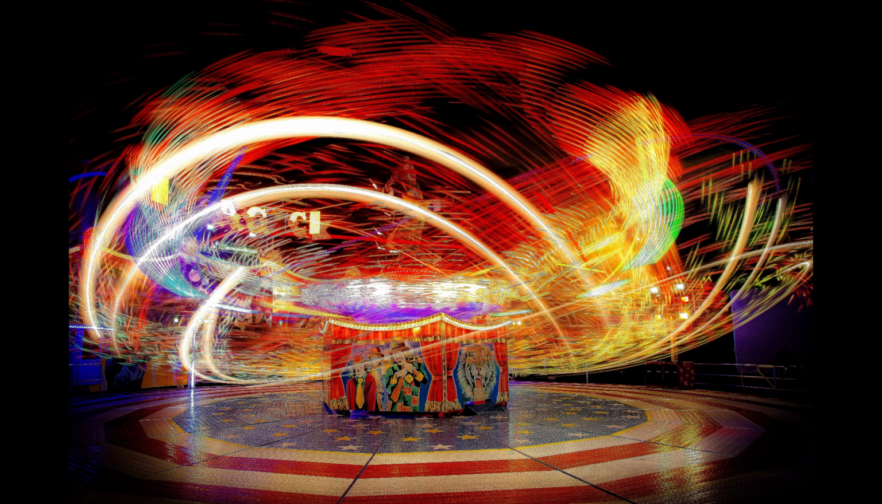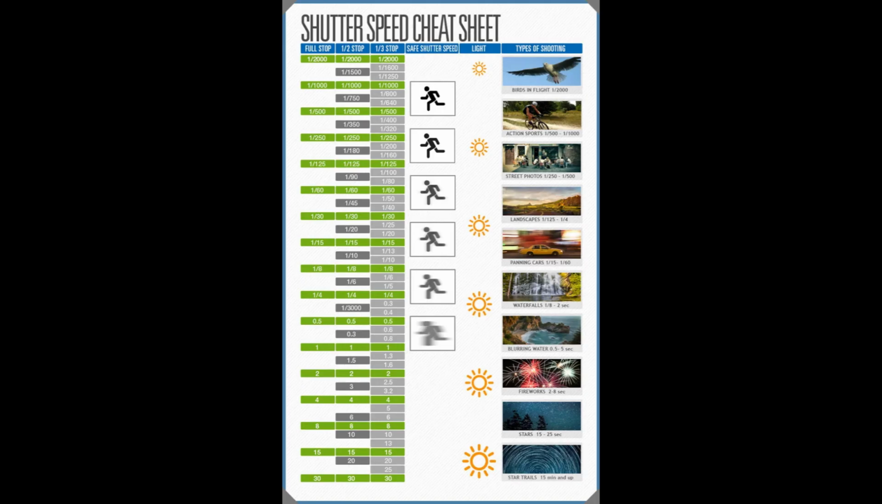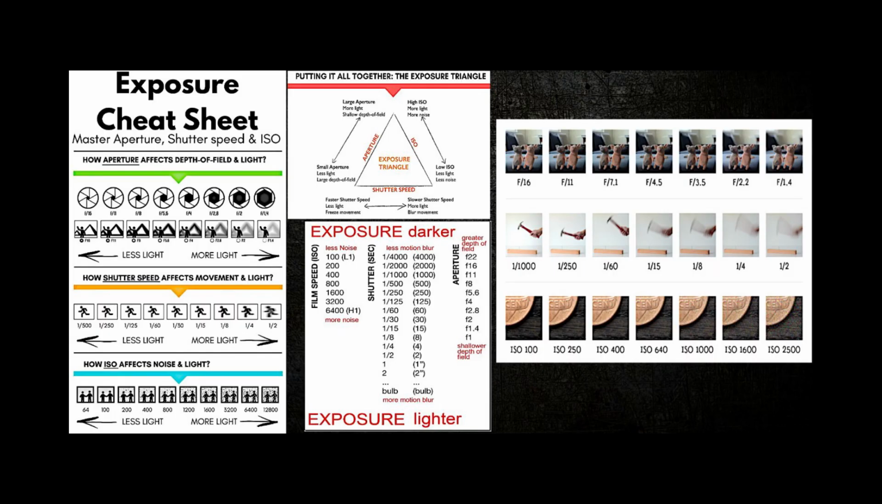These images showcase the diverse creative possibilities that arise from using different shutter speeds, allowing photographers to convey a sense of movement, stillness, and artistic flair in their photographs. Mastering shutter speed allows photographers to have more control over their images, creatively capture motion, and adapt to various lighting conditions to achieve stunning and visually engaging photographs.